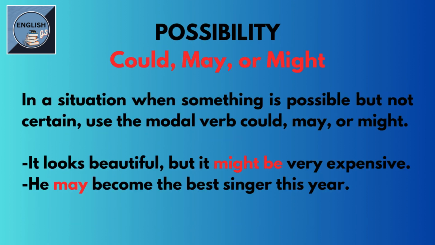Possibility. In a situation when something is possible but not certain, use the modal verb could, may, or might. Examples: It looks beautiful, but it might be very expensive. He may become the best singer this year.